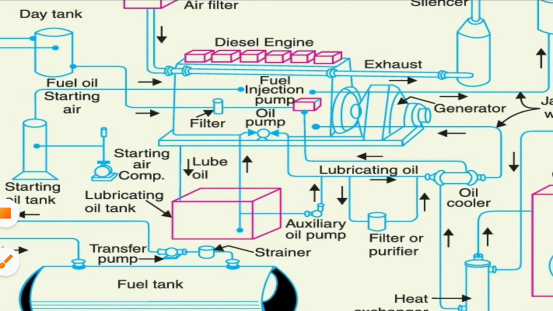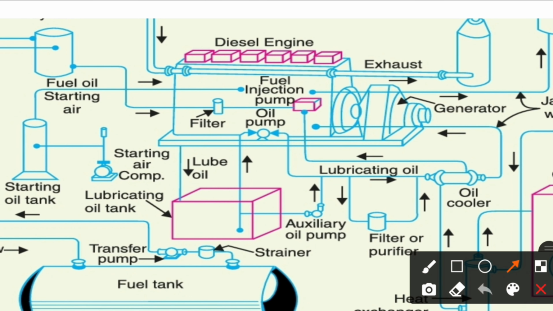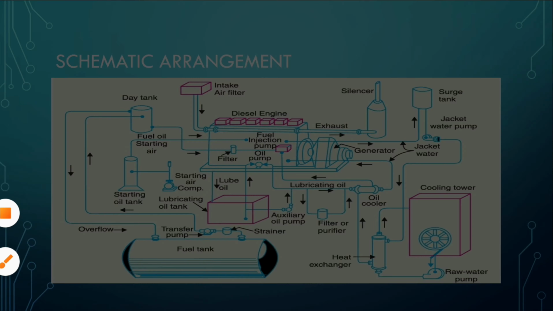Lubricating system. The lubricating system is provided to minimize the wear of the rubbing surfaces of the engine. It consists of lube oil, lubricating oil tank, auxiliary pump or oil pump, filters for oil, and cooling of oil. The lubricating oil is drawn from the lubricating oil tank by a pump and passes through filters to remove impurities.